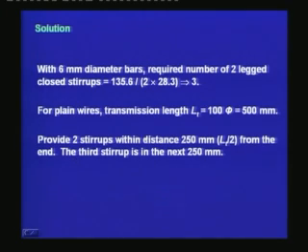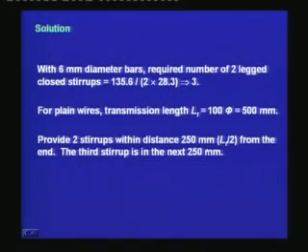For plain wires, the transmission length LT is given as 100 times the diameter, and since we are using 5 millimeter wires, the transmission length is 500 millimeters. Provide 2 stirrups within a distance of about half of LT, 250 millimeters from the end, and the third stirrup in the next 250 millimeters. This is the way we are trying to distribute the end zone reinforcement, and we are providing more stirrups towards the end and fewer stirrups in the second half.